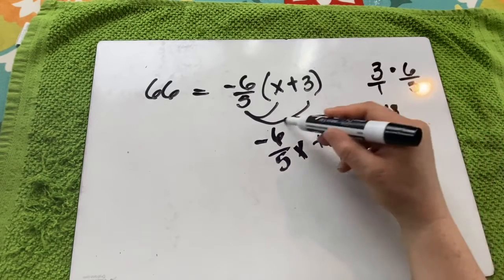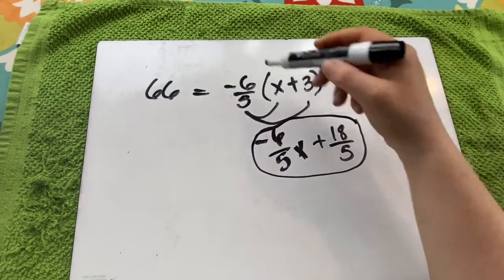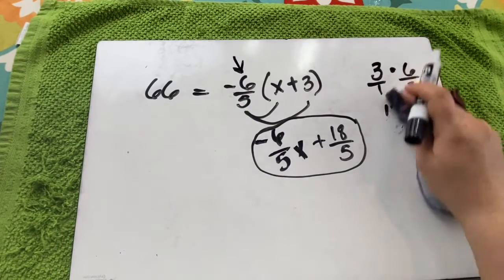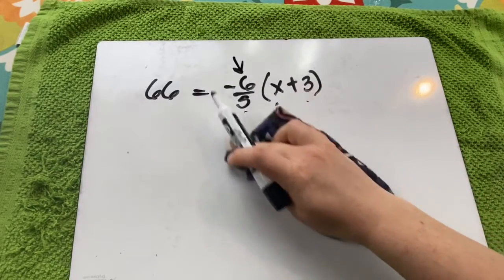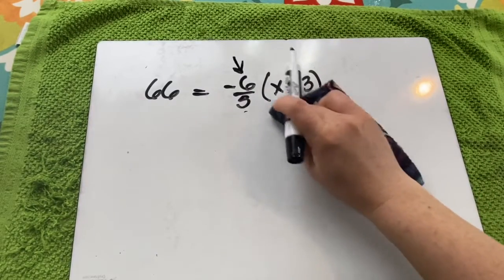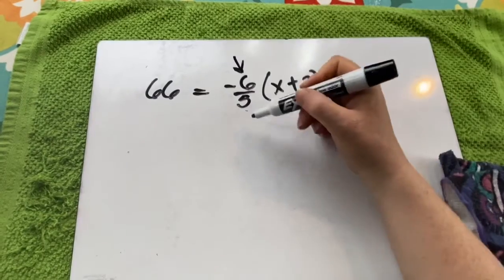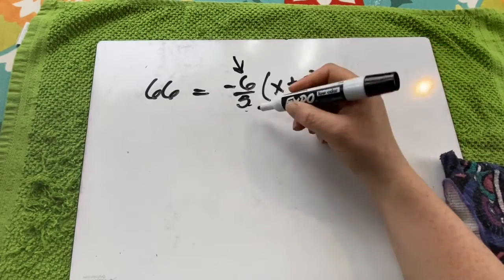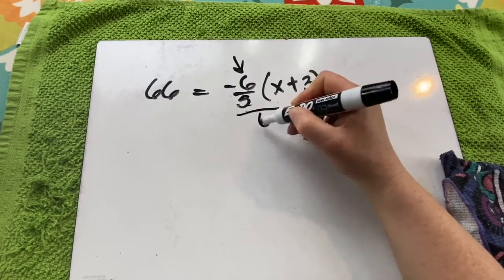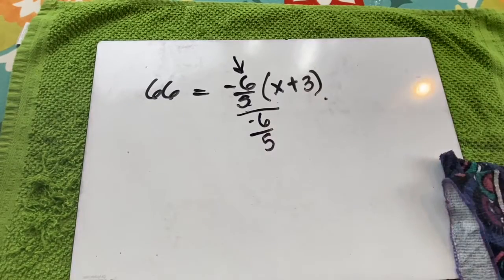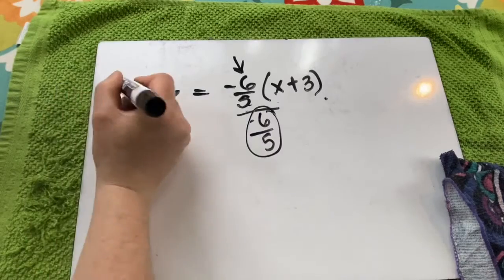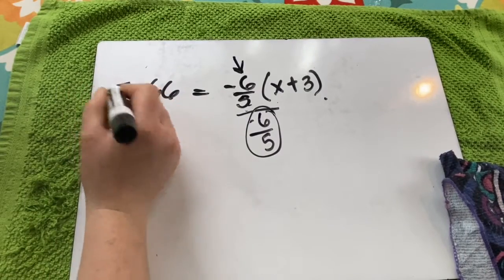So how did we get this? We times it by that, right? What if we got rid of that before we had to distribute? So what they're saying is, I'm rewinding here. Okay, what they're saying is, this says 6/5 times this whole thing, right? So what if we divide by negative 6/5, which means we have to flip it and times it over here to 5 over 6 negative.